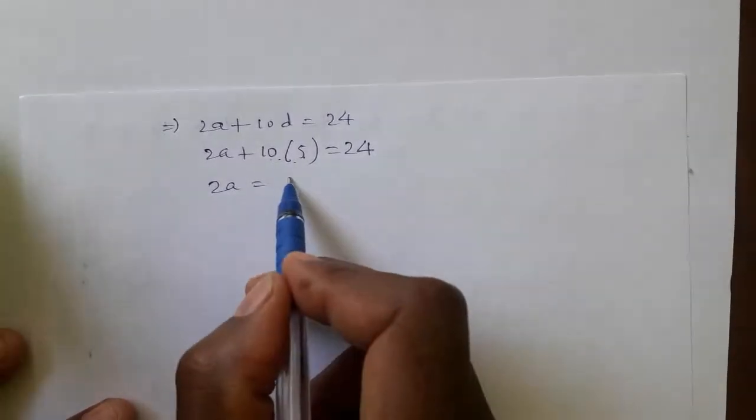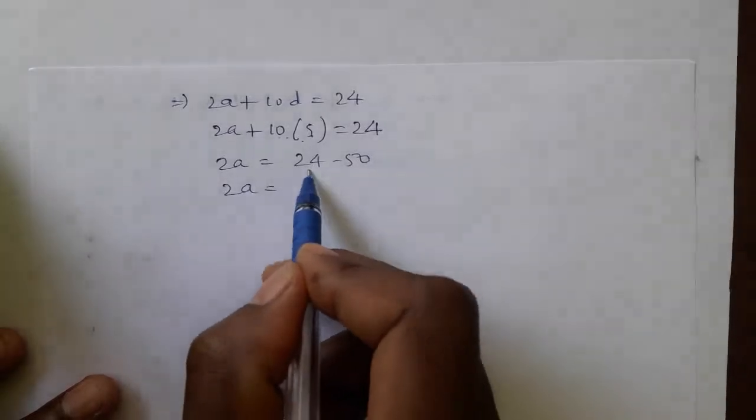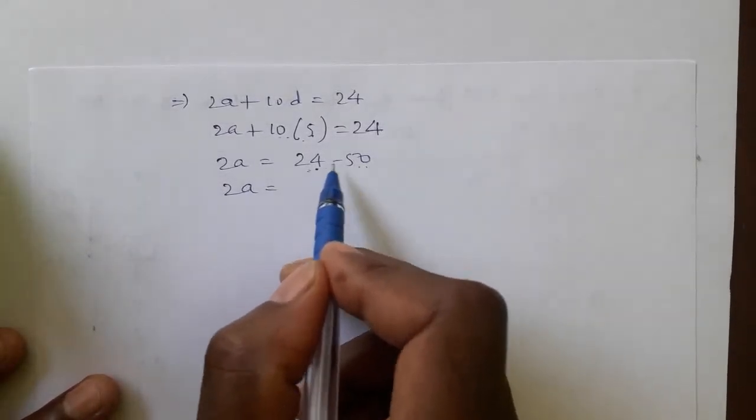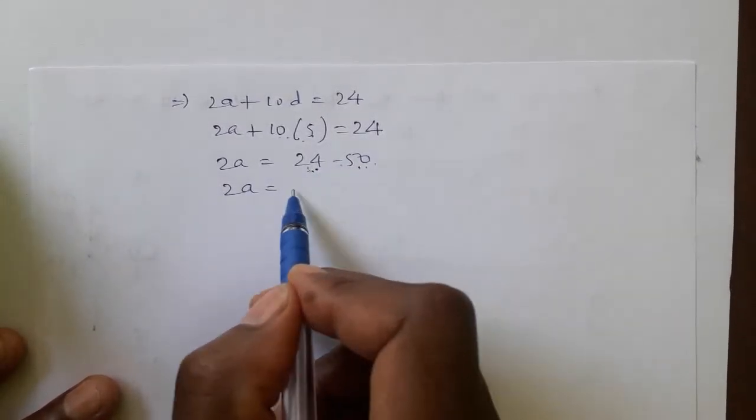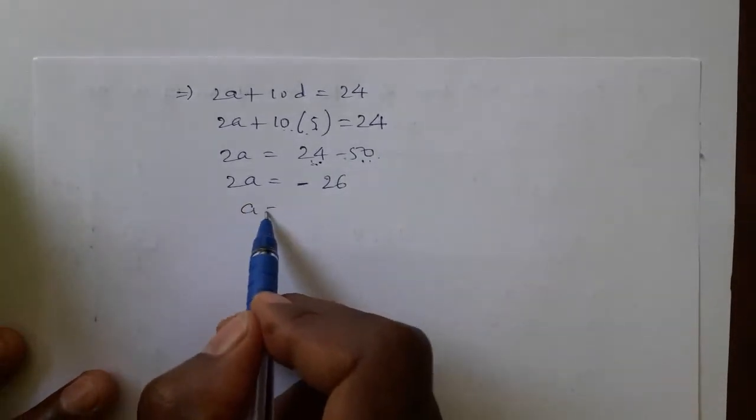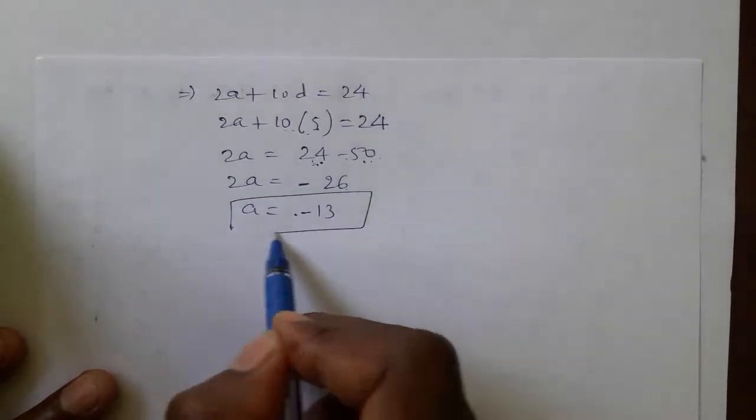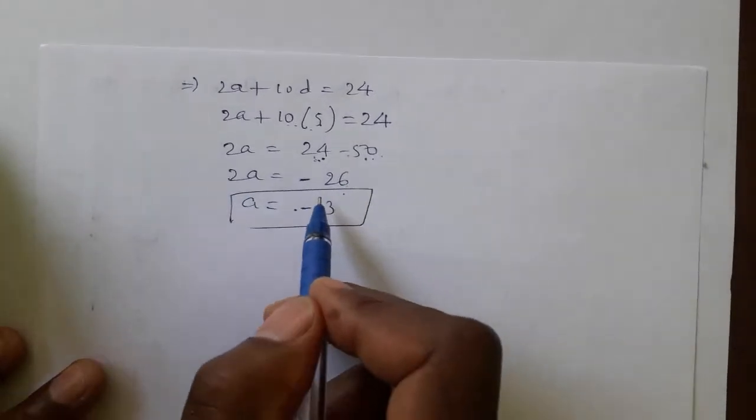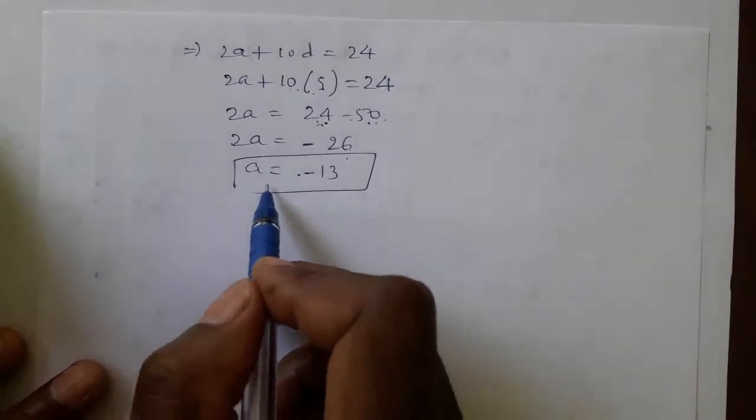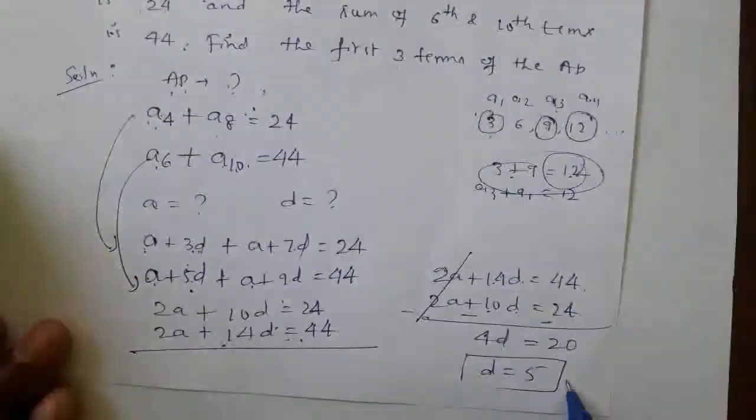50. 50 taken that side, minus 50. 2A is equal to, in 24, 50 is subtracted, it is a negative answer because smaller minus bigger gives a negative answer. It is minus 26. A is equal to minus 26 by 2, which is minus 13. This 2 shifted that side, minus 26 by 2 is minus 13. Now we got the A value. The A value also got, the previous stage D value also got.